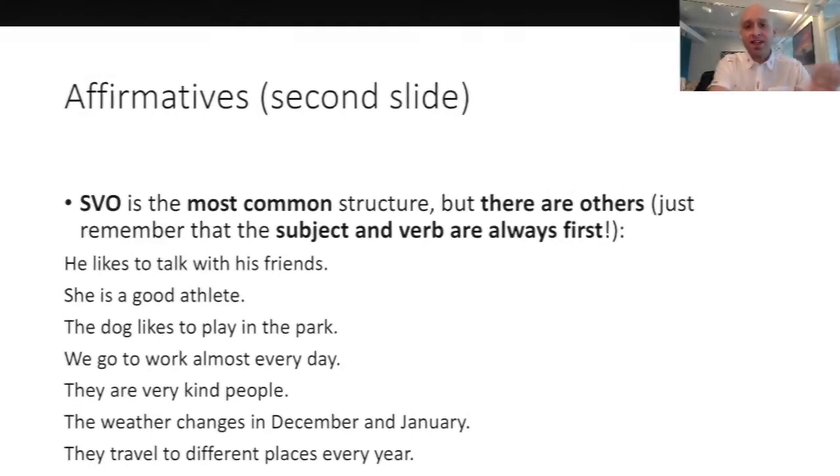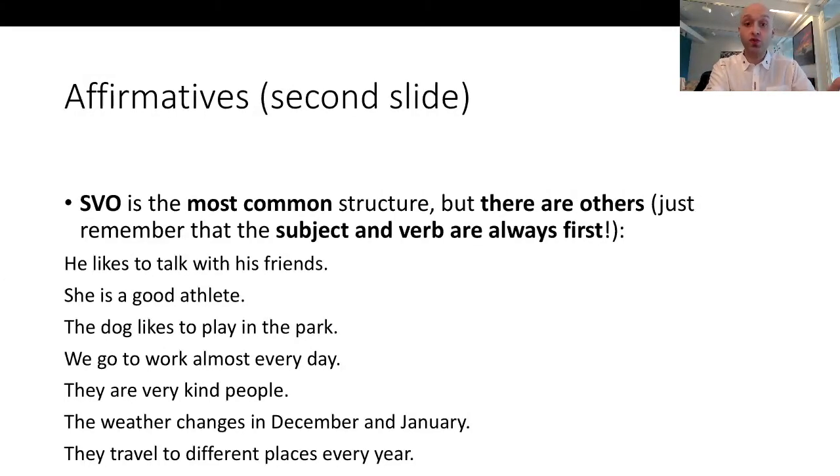Beleza. Sim, SVO é a estrutura mais comum, mas claro que tem outros jeitos de falar. Só tem que lembrar que o sujeito e verbo são primeiros. Por exemplo, he likes to talk with his friends, she is a good athlete, the dog likes to play in the park, we go to work almost every day. Tristeza, né? They are very kind people. The weather changes in December and January. They travel to different places every year. Então, tem outras maneiras de terminar a sentença, mas lembra que sujeito e verbo sempre vêm primeiro. Tá.